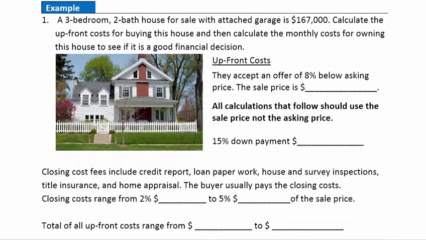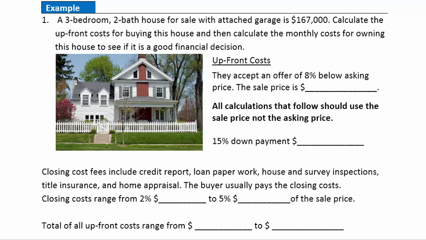All right, now let's take a look at an example where we're going to be buying this hypothetical home, and we'll start to look at all of these costs and see how they come together. So example 1: a 3-bedroom, 2-bath house for sale with an attached garage is $167,000. Calculate the upfront costs of buying this house and then calculate the monthly costs for owning this house to see if it's a good financial decision.